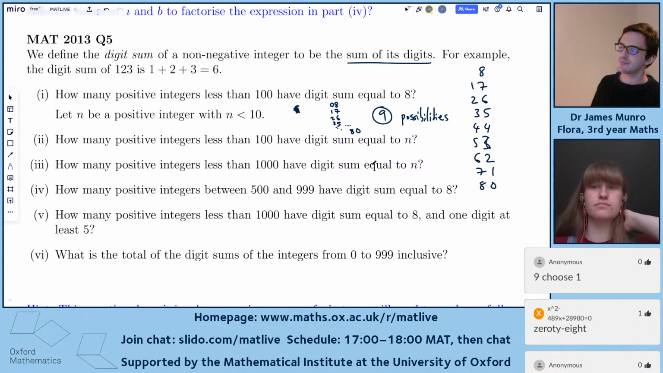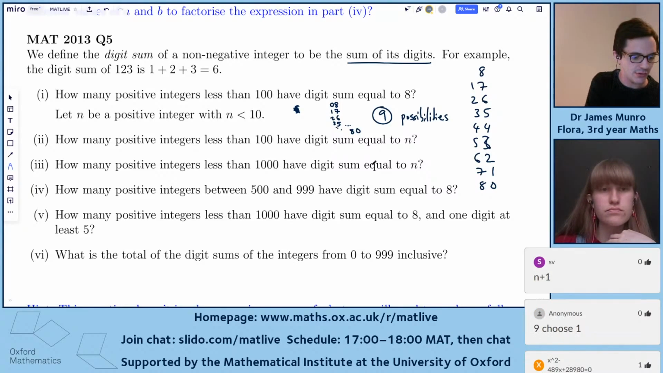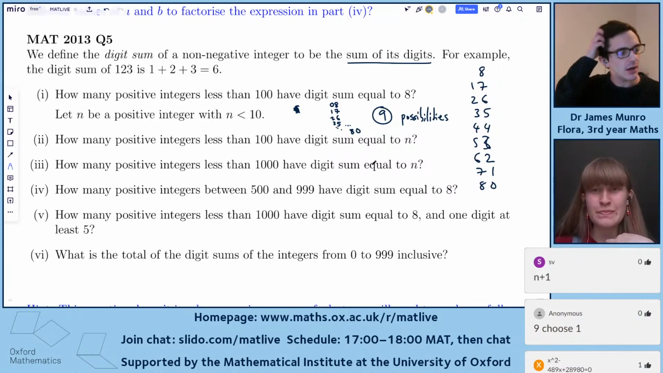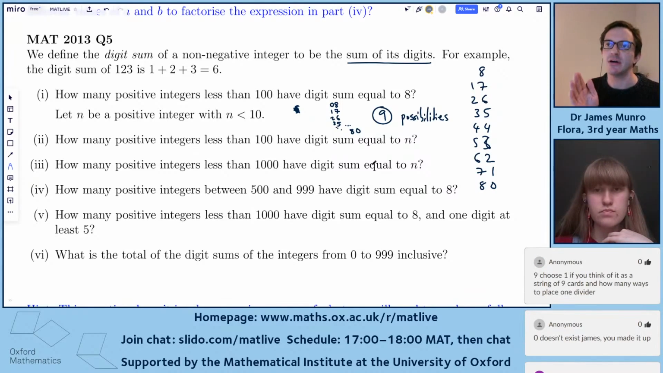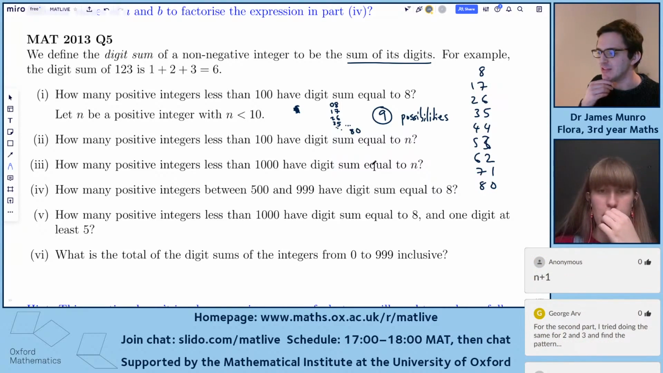And I suppose, what do we need to do for this? Wow, people are thinking about 9 choose 1. 9 choose 1 is popular with some anonymous people. If you think about a string of cards, you've got to place a divider in. I guess, are we placing a divider in? What's the divider have to do with the digit sum, right? We need to make sure that the digits add up. What if n's not 9?